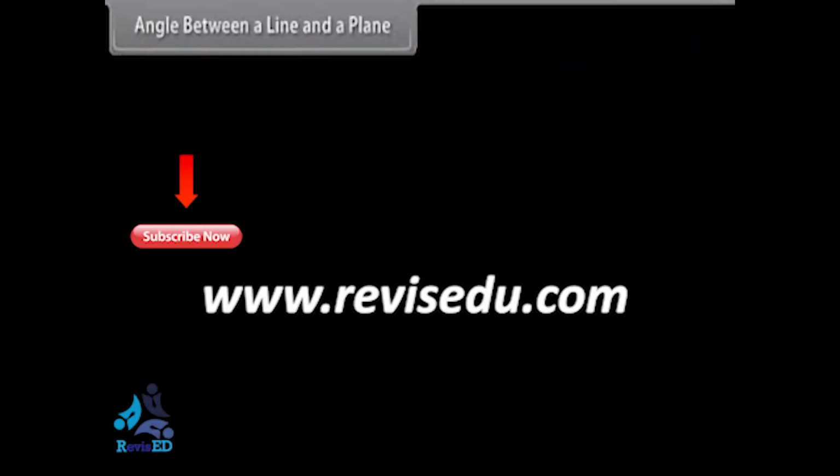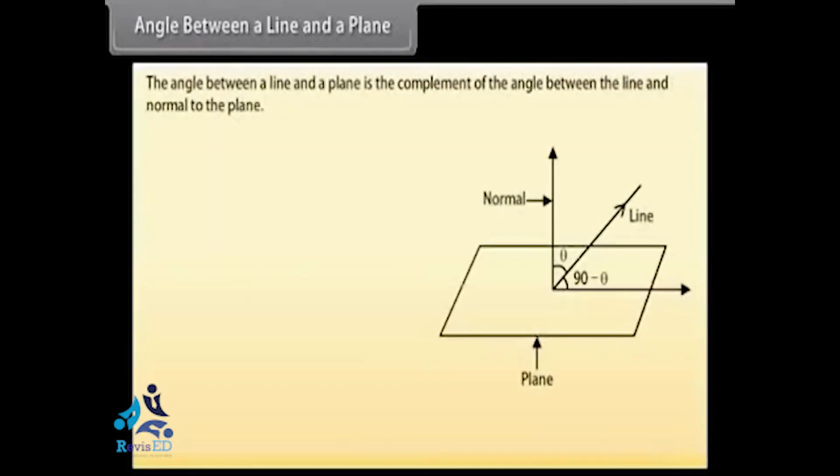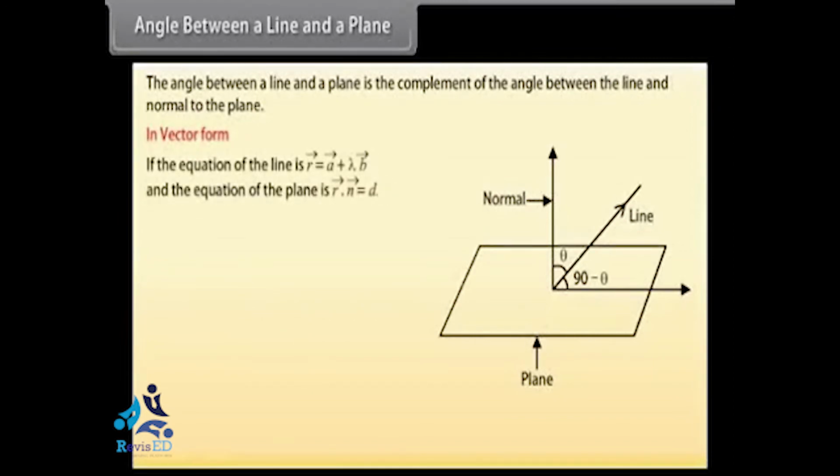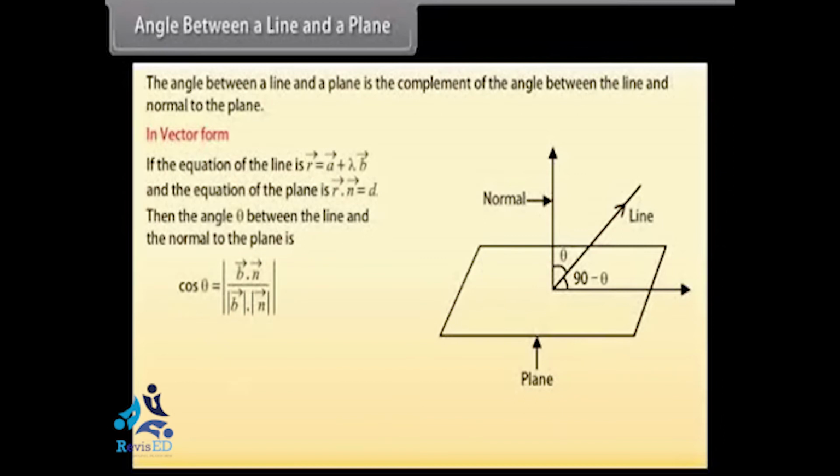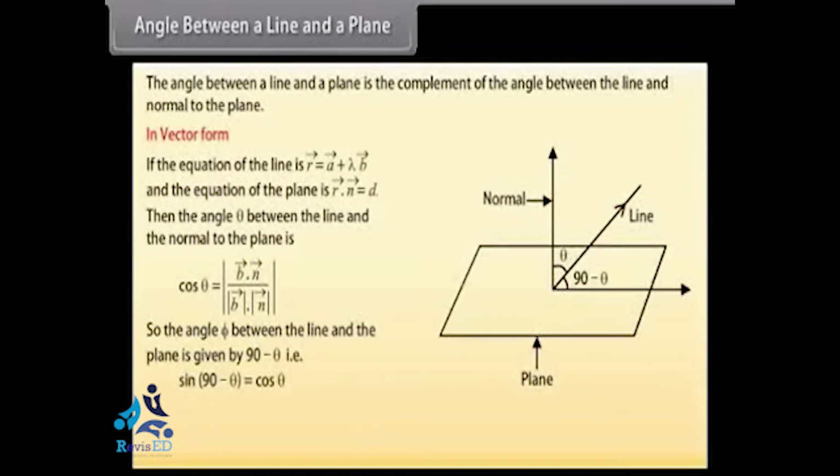Angle between a line and a plane. The angle between a line and a plane is the complement of the angle between the line and the normal to the plane. In vector form, if the equation of the line is vector r equals vector a plus lambda vector b, and the equation of the plane is dot product of vector r and vector n equals d, then the angle theta between the line and the normal to the plane is given by cos theta. So the angle phi between the line and the plane is given by 90 minus theta, that is, sin of 90 minus theta equals cos theta.